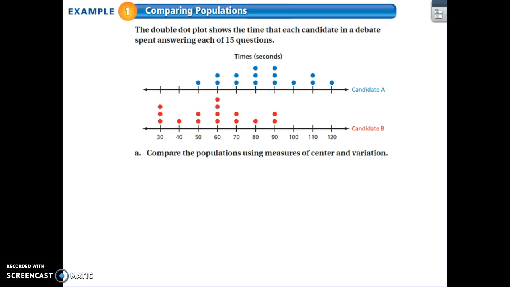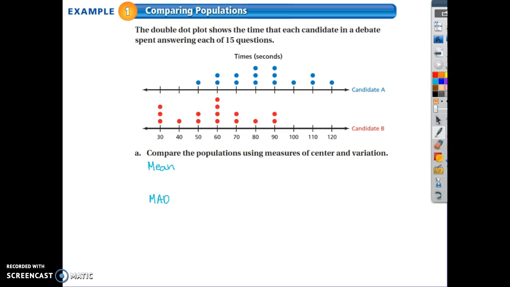Similarly, for candidate B, if we look at the middle, which is actually on exactly 60 seconds, we see that the left and the right are basically mirror images of each other. The only dot out of place is the one extra dot here on the 30 seconds. If we eliminate that dot, the left and the right are exactly the same as each other. So again, candidate B's responses are also symmetric. Because of that, as mentioned on the previous slide, we are going to use the mean and the MAD to compare each of the two data sets.